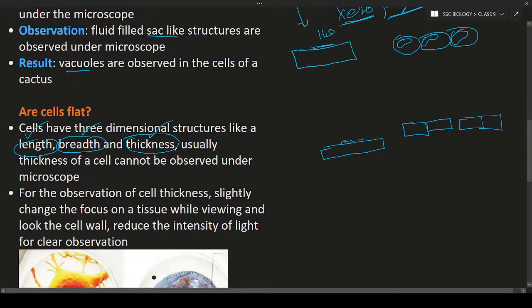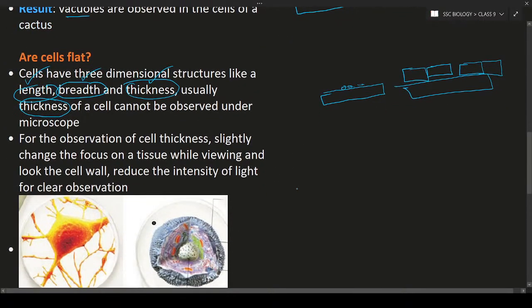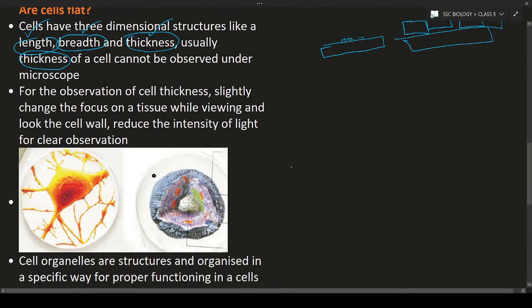And also remember, the cells also have some kind of structure. The thickness of the cells cannot be observed clearly under the microscope. Generally, you cannot observe the thickness of the cell and also its properties. But there is one small method so that you can understand the breadth and thickness of the cell. So how do you observe?